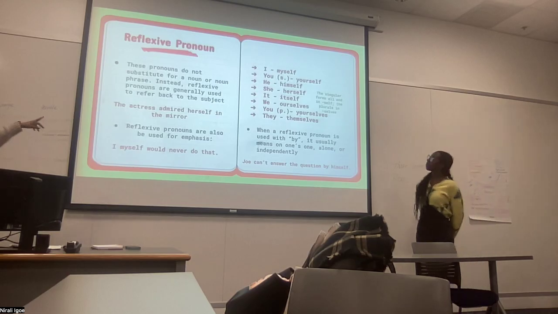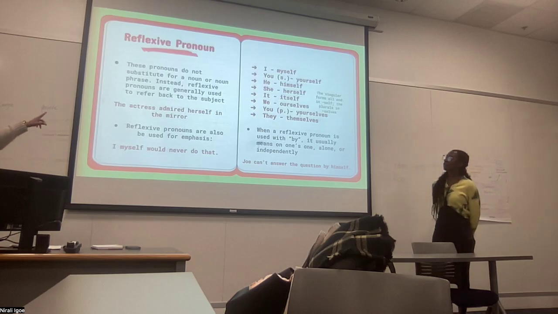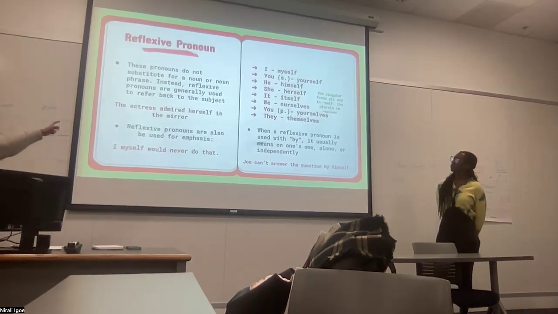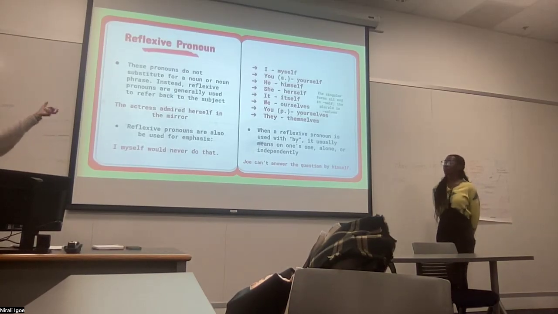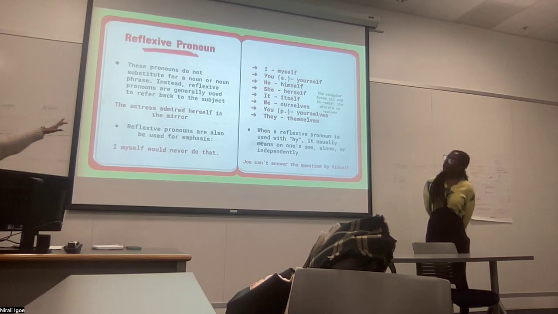Okay, so for I, we move it to myself, you singular, yourself, he, himself, she, herself, it, itself. Moving on to plural, as you can see, we're changing from adding self to the end to selves. We, ourselves, you plural, yourselves, they, themselves.